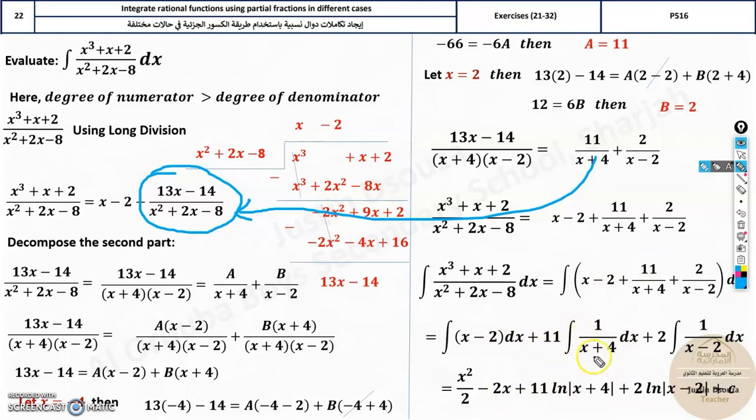And natural logarithm of the denominator. Important to add magnitude because it cannot be a negative answer. And same thing over here: 2 ln magnitude x minus 2 plus c. It is the constant of integration. That is it. That is how you solve this problem.